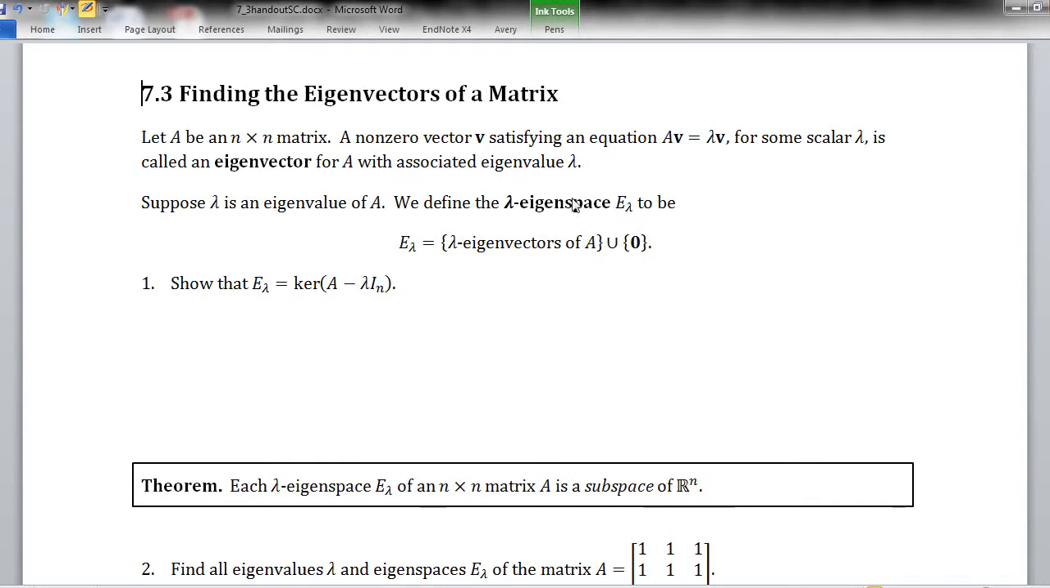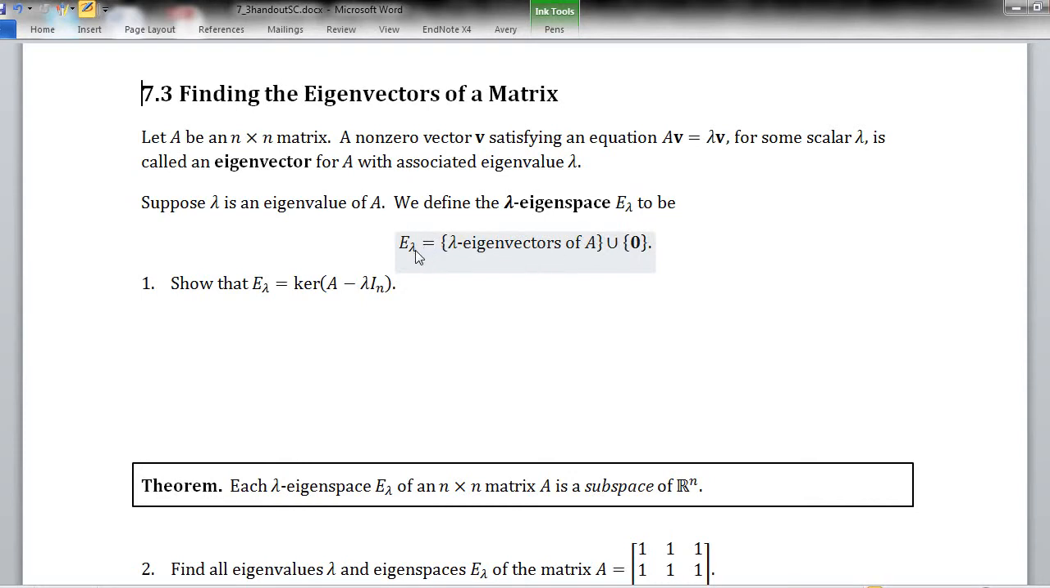Okay. So suppose we've done our little characteristic polynomial thing from the last section. We've found some eigenvalue lambda of A. Then we can define the lambda eigenspace E sub lambda to consist of all the lambda eigenvectors of A, right, all the eigenvectors with associated eigenvalue lambda, together with the zero vector. Remember, we haven't allowed the zero vector to count as an eigenvector, but we are going to throw it back in to define the eigenspaces.